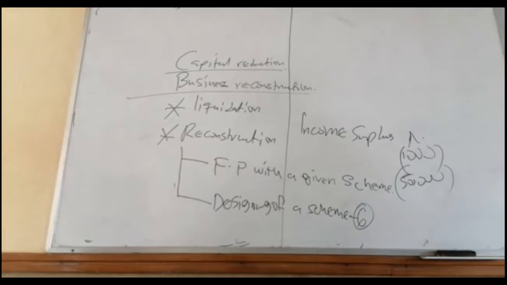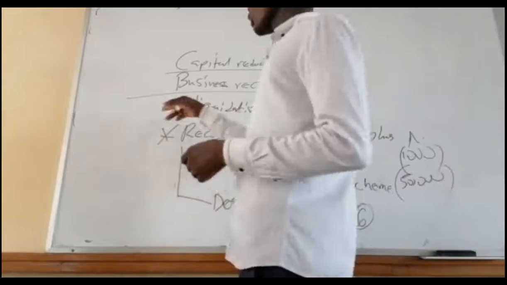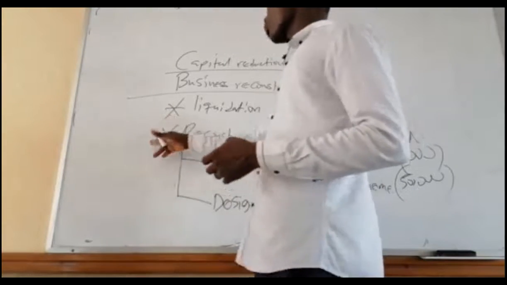If indeed capital reduction will visit us, it's one of these 3 that will appear, and then you are what? Free. Now let me explain this. On what basis do you select liquidation and reconstruction?